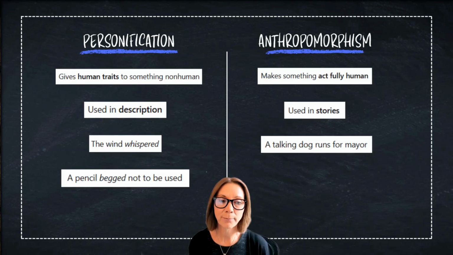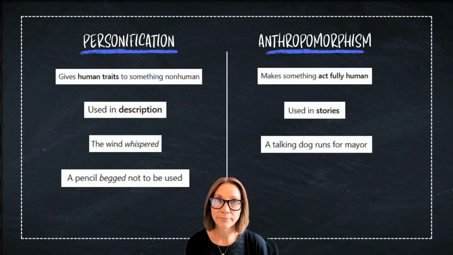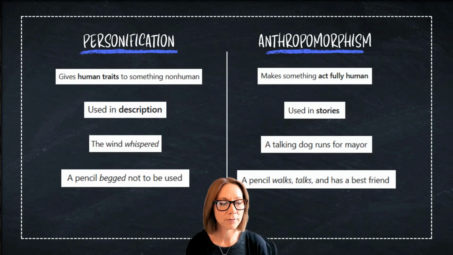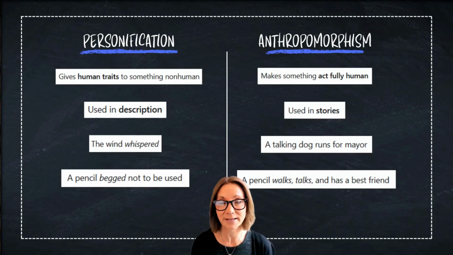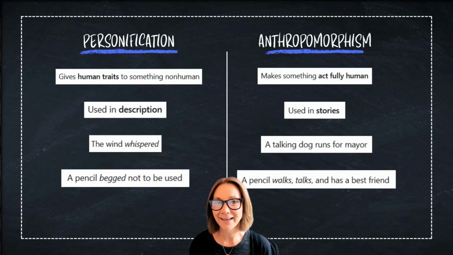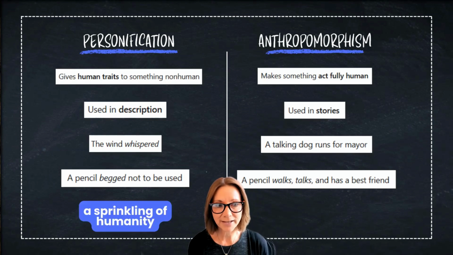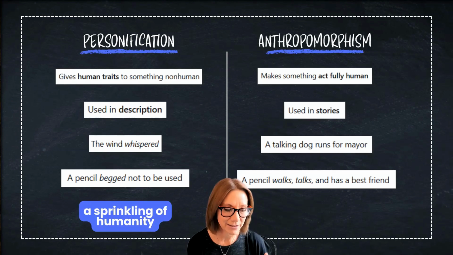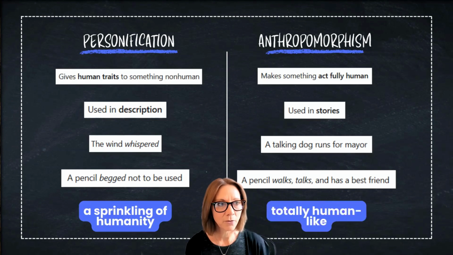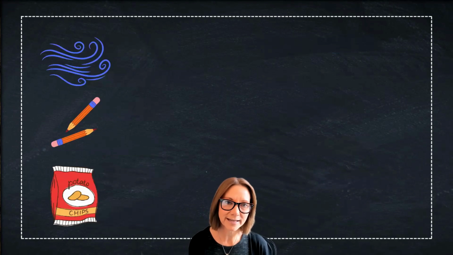A pencil begged not to be used. So that line or that sentence could be used in your own story, but it's personification. If you have a pencil that walks and talks and has a best friend and a whole origin story, then that's the whole story, and that's anthropomorphism. So personification is like you're sprinkling in a little bit of humanity into your story, whereas anthropomorphism is totally human-like the entire time. So let's take a look at how you would do this.